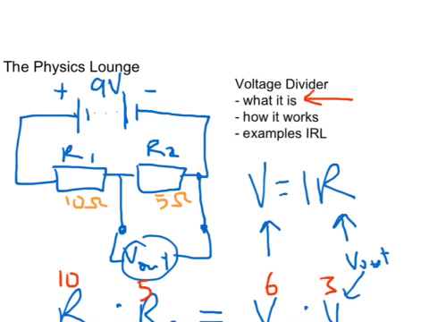How it works, I guess we've answered that, because it divides up the voltage according to the resistance. It's to do with the proportion of the resistance. That's why it's a ratio. It's not to do with the size. So you could double both of these. You can make this 20 ohms and this 10 ohms, and you would still have exactly the same ratio, exactly the same voltage drop across each.